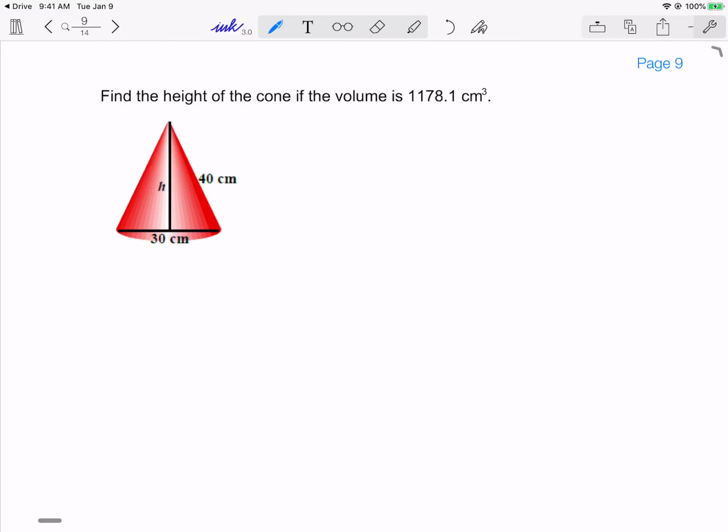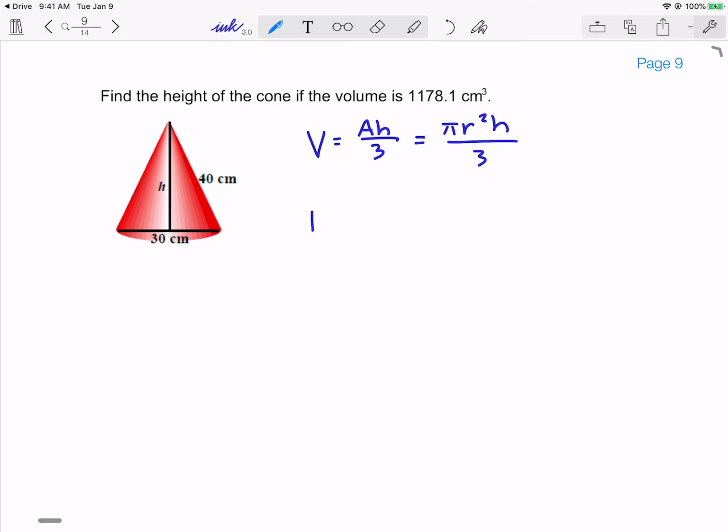All right, so now we want to work backwards. And technically we could do this two different ways. So we want to find the height of the cone if the volume is known. So I'm going to write my volume equation. It's area times height divided by 3. More specifically, I know the area of this base, since it's circular, is pi r squared. So now I'm going to plug in everything I know.